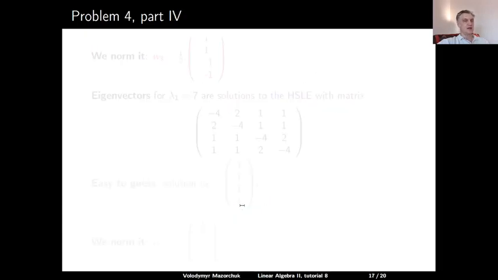Since our algebraic multiplicity is 1, it's a unique solution, and it has length 2. So if we norm it, we get the vector W3, which is 1 divided by 2 times 1, 1, minus 1, minus 1.